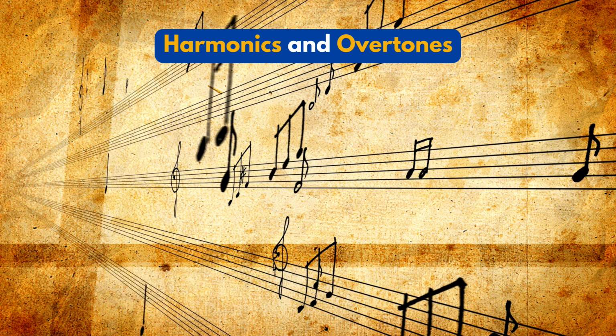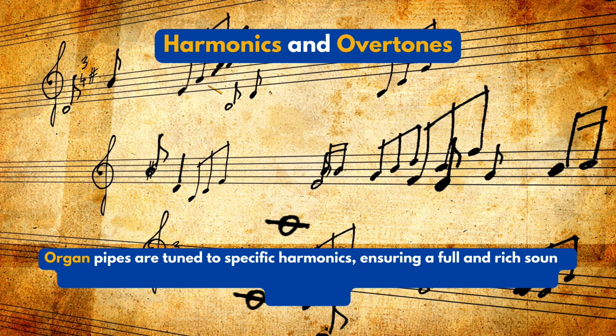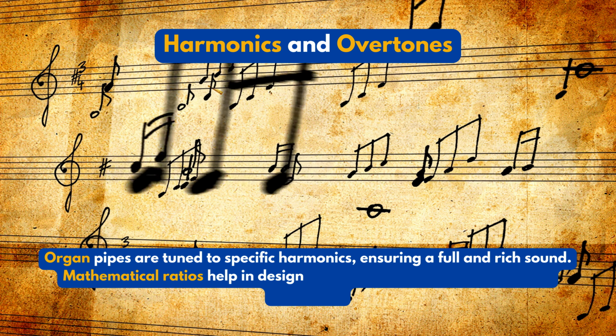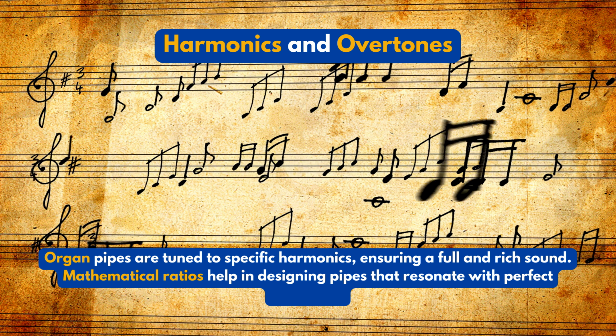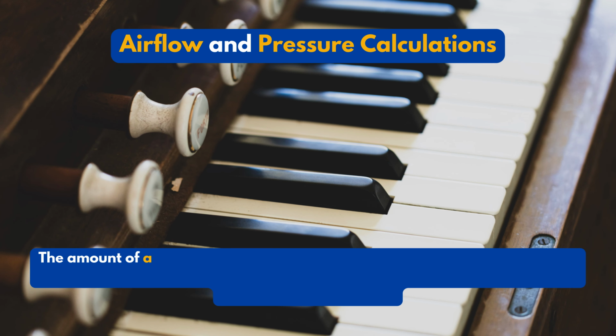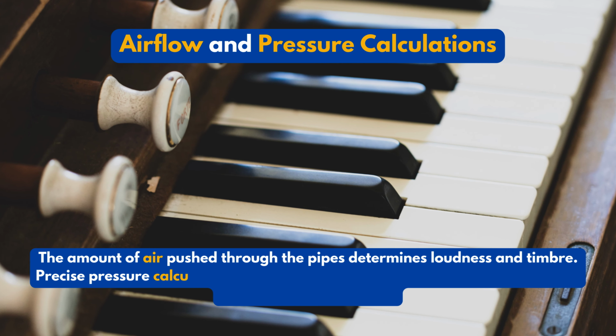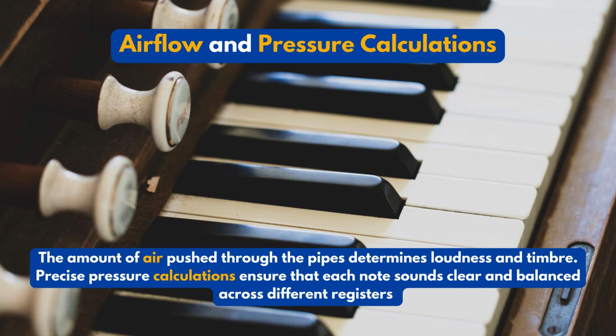Harmonics and overtones. Organ pipes are tuned to specific harmonics, ensuring a full and rich sound. Mathematical ratios help in designing pipes that resonate with perfect overtones. Airflow and pressure calculations. The amount of air pushed through the pipes determines loudness and timbre. Precise pressure calculations ensure that each note sounds clear and balanced across different registers.